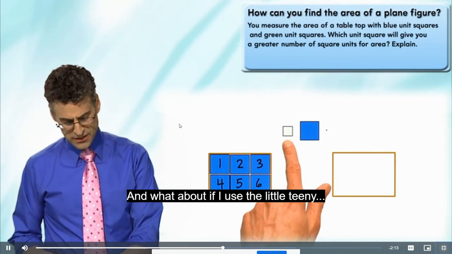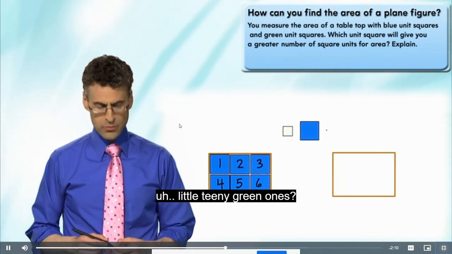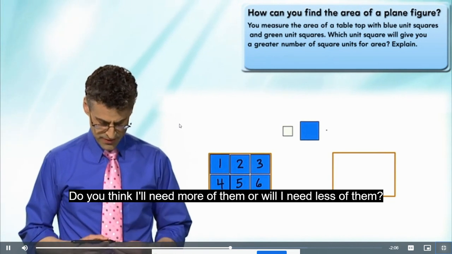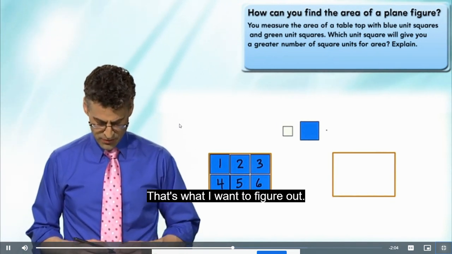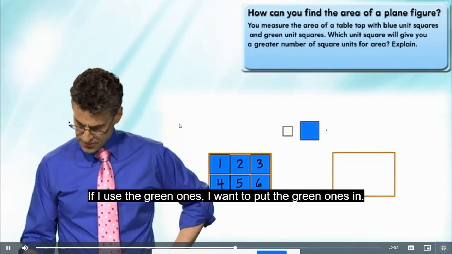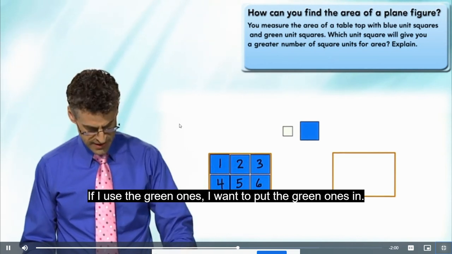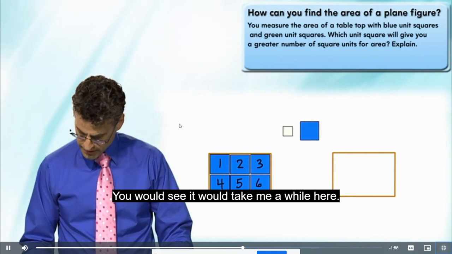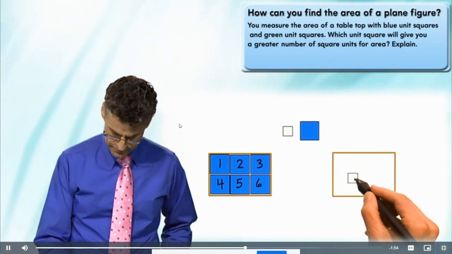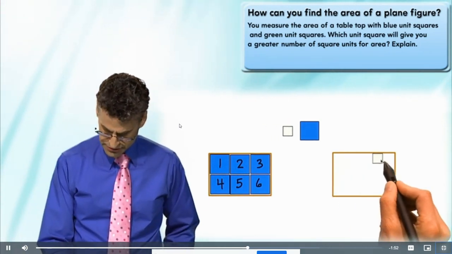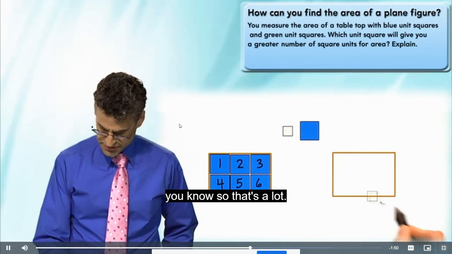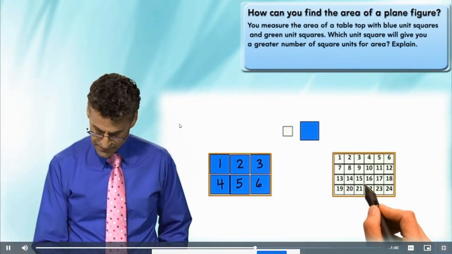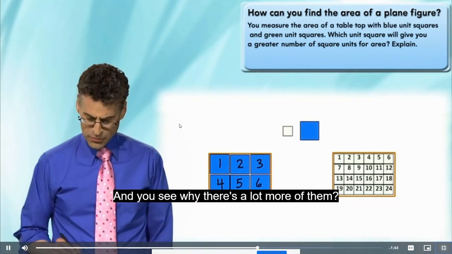And what about if I use the little teeny green ones? You think I'll need more of them, or will I need less of them? That's what I want to figure out. Well, let's see. If I use the green ones, I'm not going to draw them all in. You would see it would take me a while here. You know, so that's a lot. But here I've done it in advance. There are a lot more of them. And you see why there's a lot more of them?